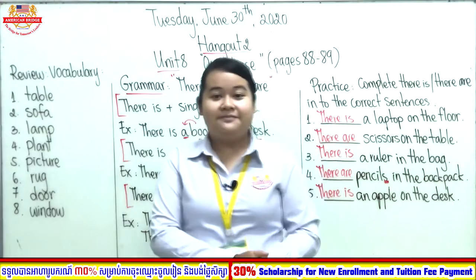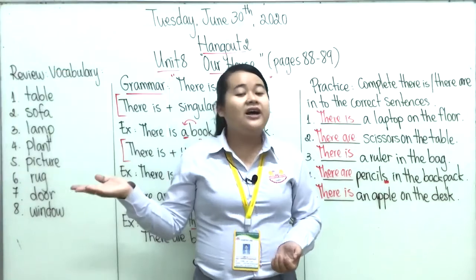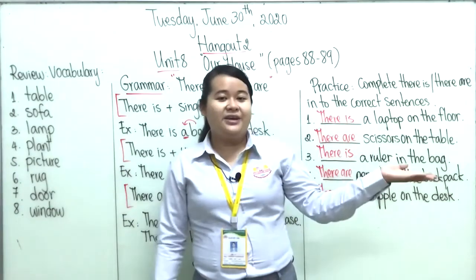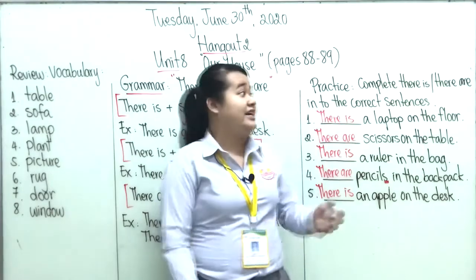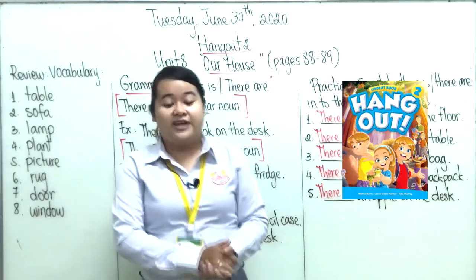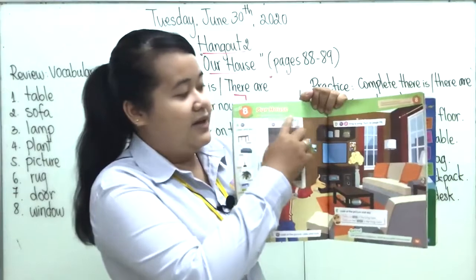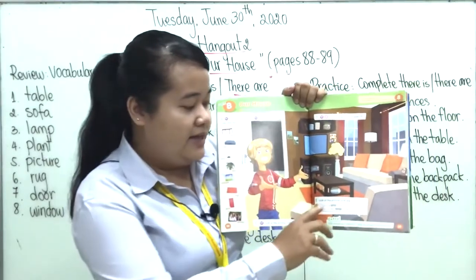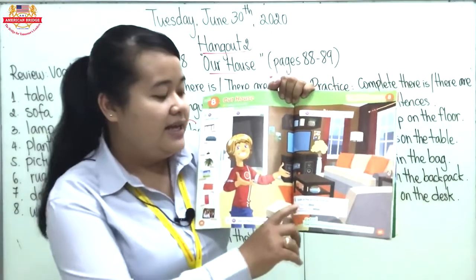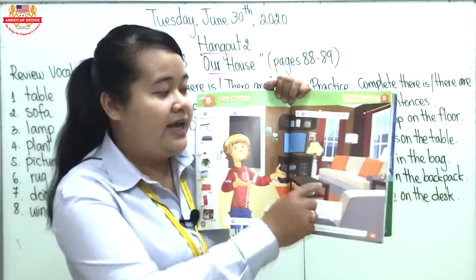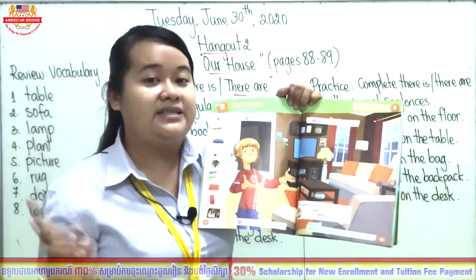Okay, so teacher hopes that you understand now how to use there is and there are. Remember that there is we use with singular noun or uncountable noun, and there are we use with plural noun. So now teacher wants you to open your book on page 89 with teacher all together. So here is our page 89, where we talk about our house. Teacher wants you to make sentences with there is and there are, looking at this picture.